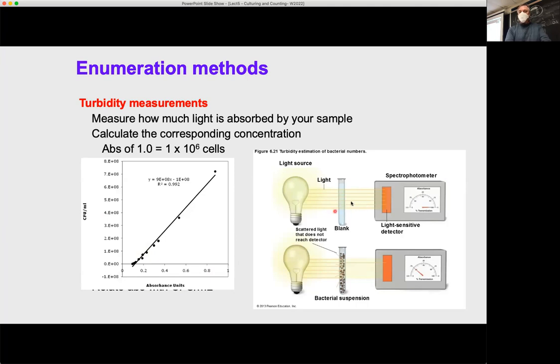So here's a spectrophotometer. With the spec, you shine light through your sample and it reads how much absorbance occurs. Based on the absorbance, you relate that with the number of colony forming units there are. And you can say, okay, here's an unknown sample, and just use one of these equations, y = mx + b, and solve for the unknown concentration.